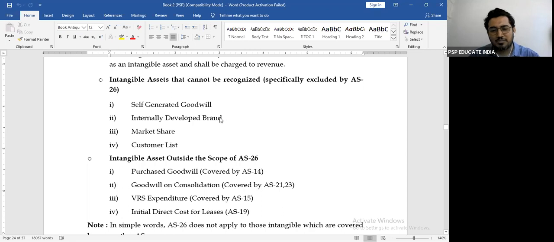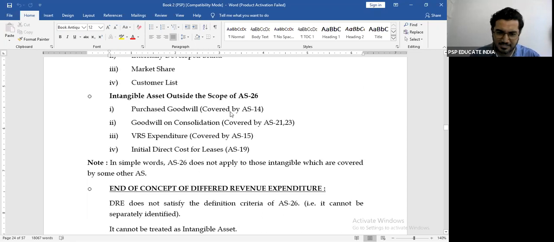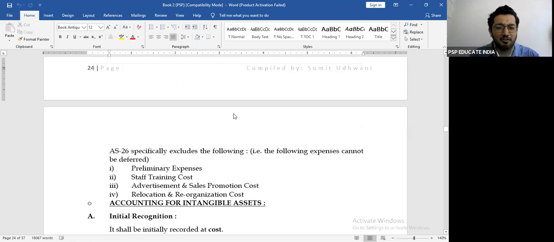Intangibles that are outside the scope of AS-26 are purchase goodwill, goodwill on consolidation, VRS expenditure, and initial direct costs for leases. And then the following can never be deferred: preliminary expenses, staff training cost, advertisement and sales promotion cost, and relocation and reorganization cost.